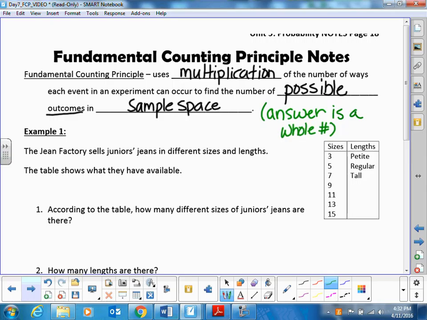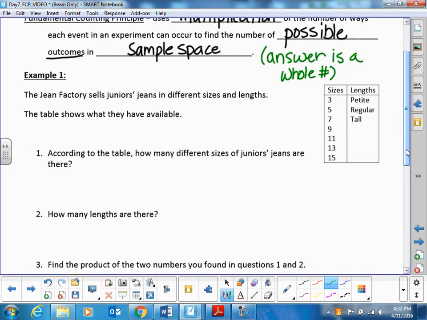So let's look at our first example. The Jeans Factory sells juniors jeans in different sizes and lengths. The table shows what they have available. So here's your sizes. That's our first choice. And then our second choice gives what the lengths are. Some people are shorter, so they wear petite. Some are just normal, and they wear regular. And then some people are really, really tall for their age, so they have to get those tall pants.